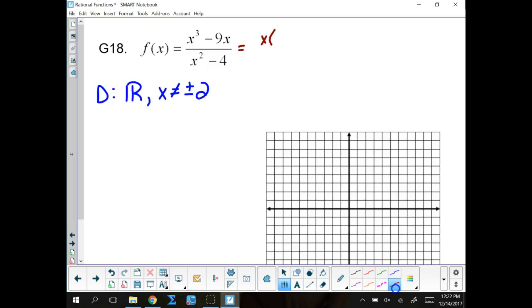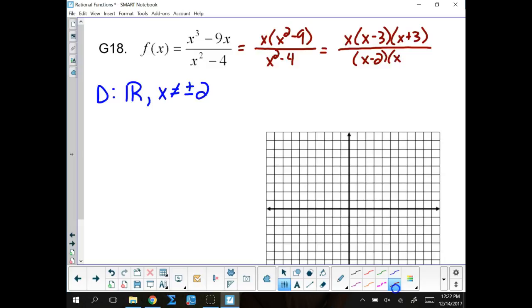I can factor an x out of the top, correct? That leaves me with x squared minus 9. I can't factor anything out of the bottom. However, those can both be written as x minus 3, x plus 3, and x minus 2, x plus 2. Anything factor out?